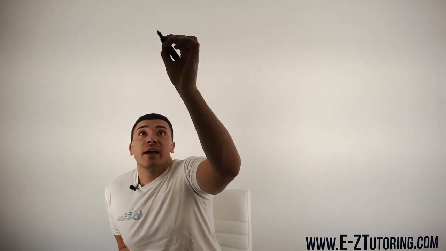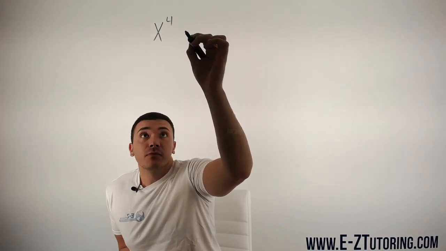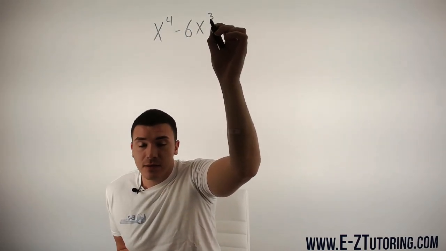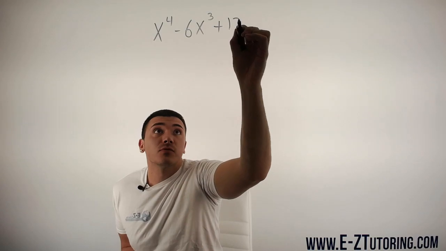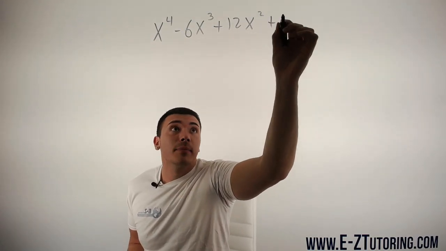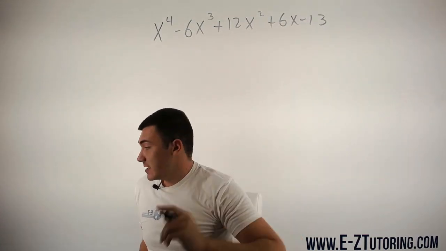Today we are going to go over how to find the number of zeros of a polynomial by just looking at the number of sign changes. This is also known as Descartes' rule of signs. So suppose we have the polynomial x to the fourth minus 6x cubed plus 12x squared plus 6x minus 13.